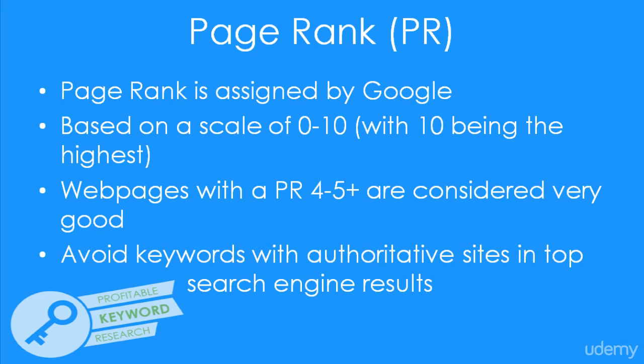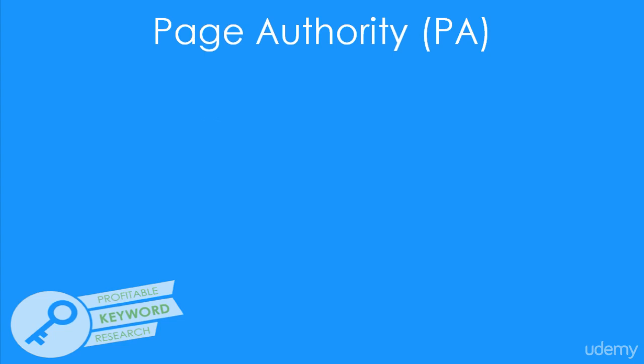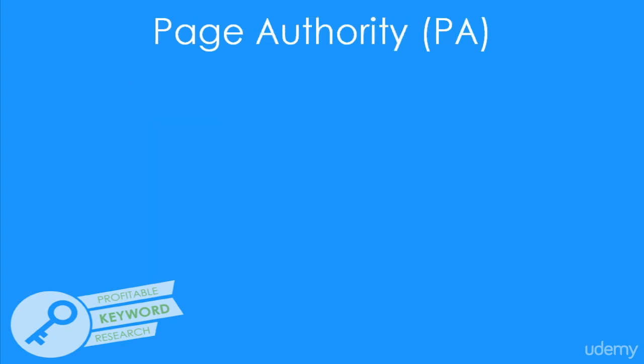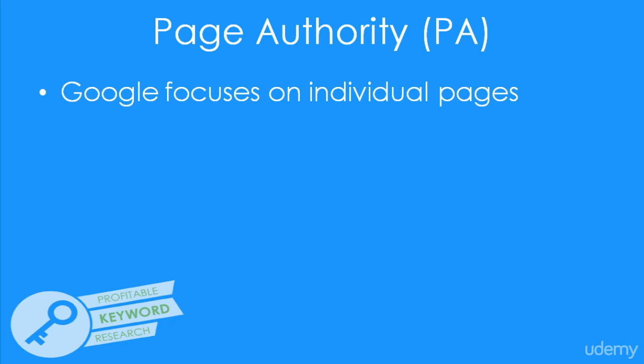Now, PageRank is a good indicator, but it doesn't get updated too often, and that's why it's good to look at page authority, which is updated more frequently. This is another indicator of how much authority the site has in the eyes of Google. PageRank is measured by Google, while page authority is measured by another tool that we'll look at next.